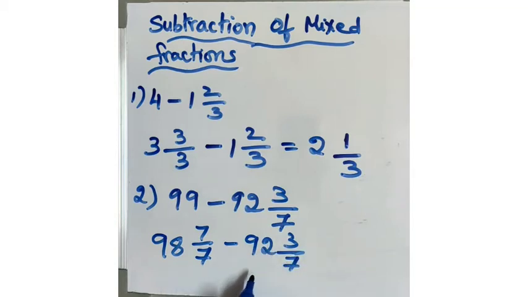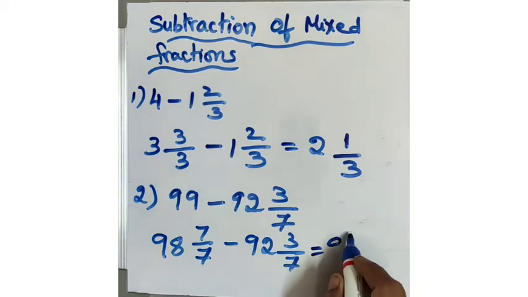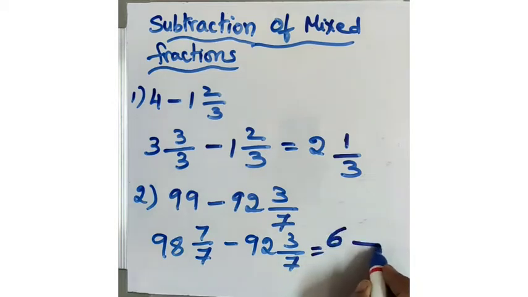Now the denominators are same. So 98 minus 92, that is equal to 6. What do you get? 6. And 7 minus 3, it is 4. 4 by 7. So 6 4 by 7. Is it not simple? Yes.